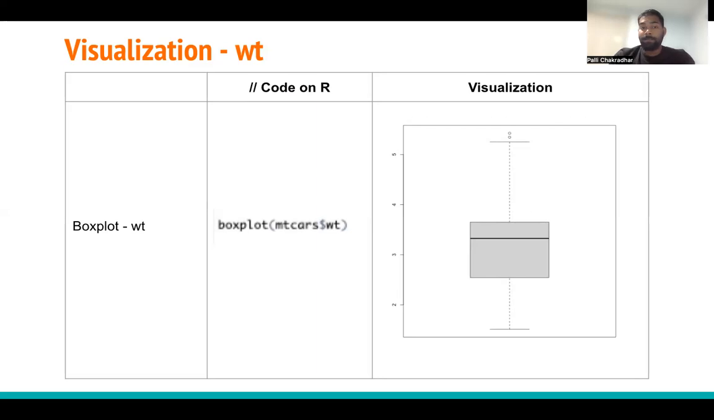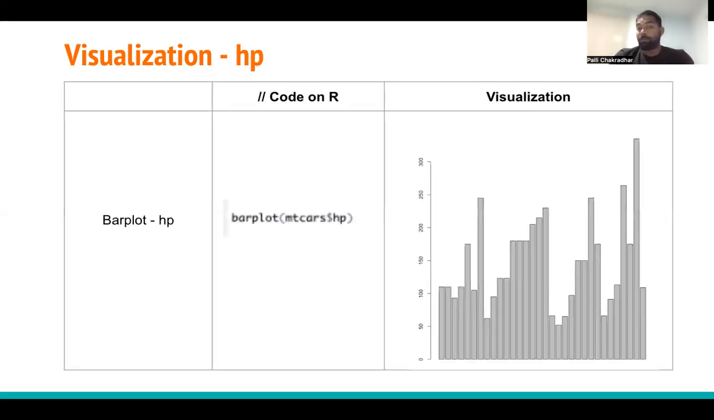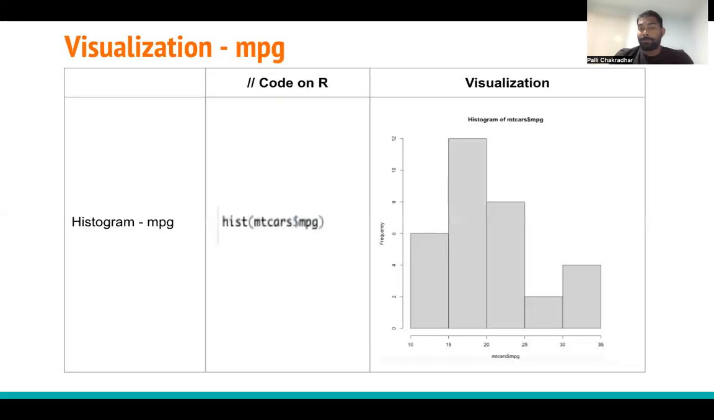Then I've done the bar plot, the general bar chart, for horsepower. Here you can see the horsepower variance, how it is fluctuating at different levels. On the y-axis, we have the horsepower measured.